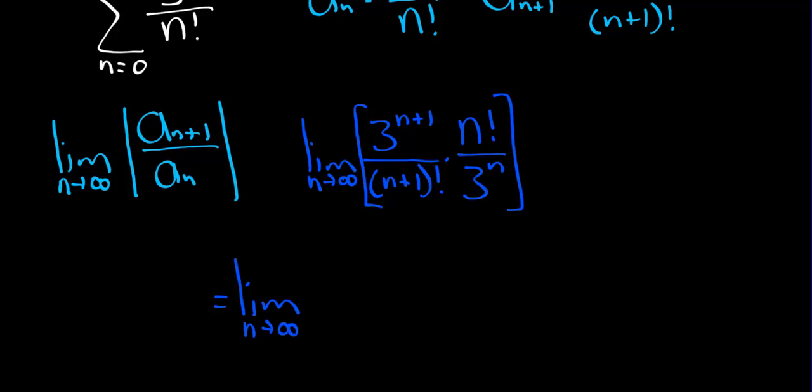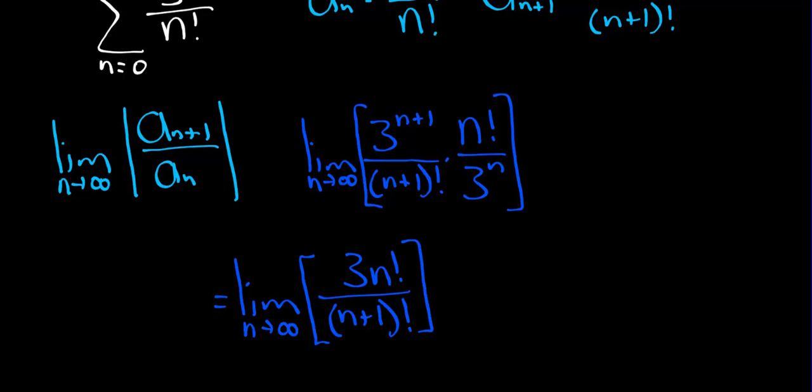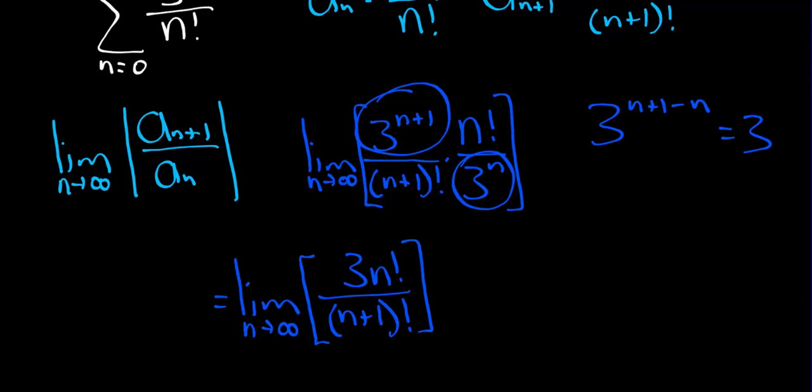We've got the 3 to the n plus 1 over the 3 to the n. Now, notice that's just going to be, and let me do a top and the bottom here, that's just going to be a 3 on top. So now we've got 3 n factorial over n plus 1 factorial. I'm just doing this a step at a time. In other words, if I divide this by this, I subtract the n and I'm just left with 3 to the first. So 3 to the n plus 1 minus n is just 3. That's how I got that. I just subtracted the exponents.